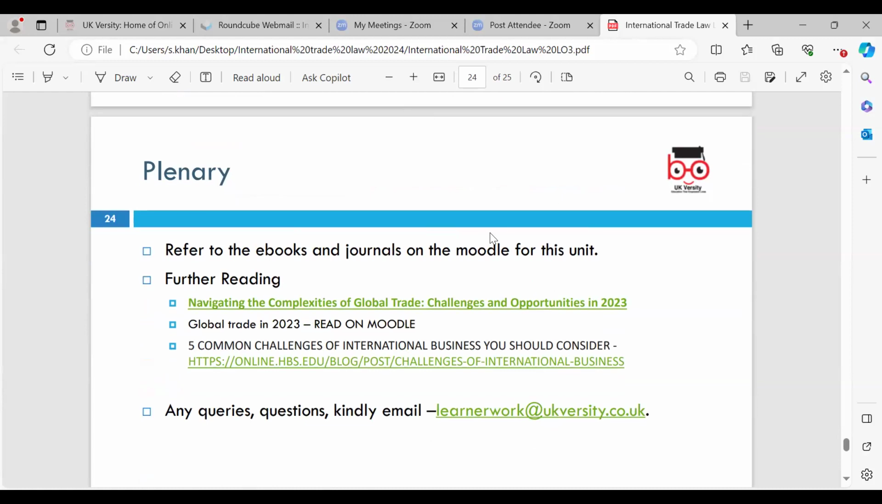Also, what I want to do is, there's a couple of journal articles that you may want to consider when doing the assignment or for some additional reading. So I'm just going to go through the articles with you. We've finished learning outcome 3 now, but I'm going to go through the articles with you, and the next session will be on the assignment discussion. So just give me 1 minute.